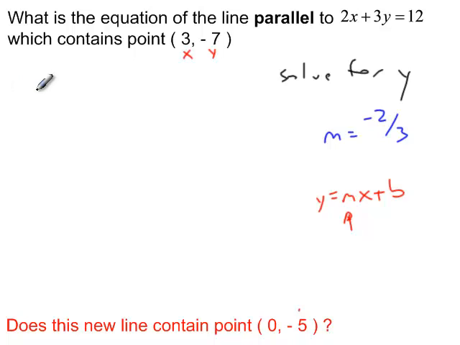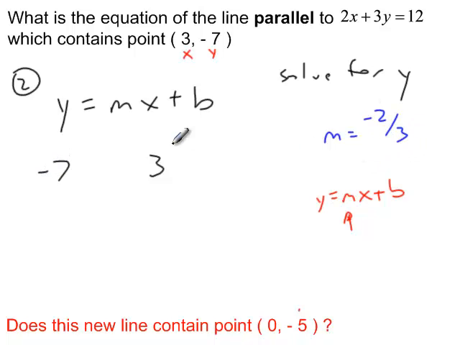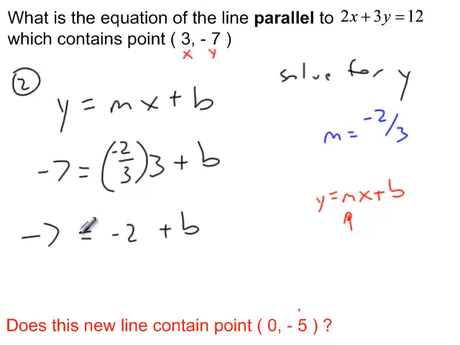Okay, so part 2. You copy down y equals mx plus b, and you put the appropriate information in the right place. Look, x is 3, y is negative 7, and our slope is negative 2/3. And then copy down the equal sign, copy down the plus b. Well, negative 2 times 3 is going to be negative 6. Negative 6 divided by 3 is going to be negative 2. Add the 2 to both sides, you get negative 5 is equal to b.